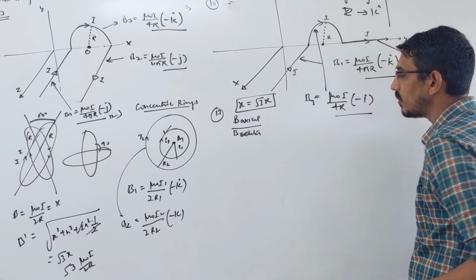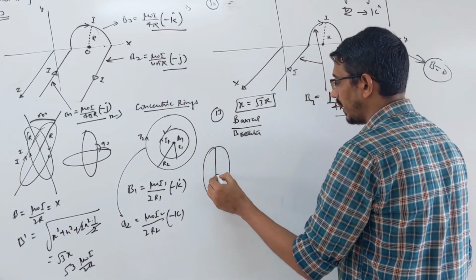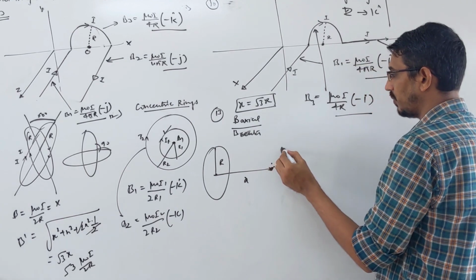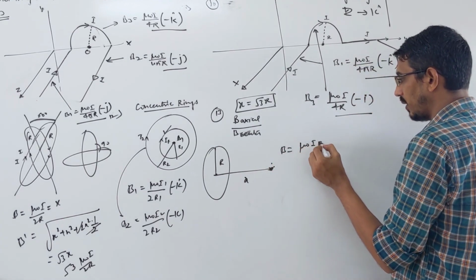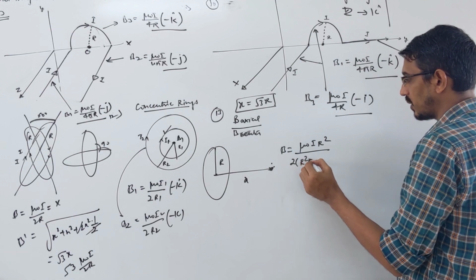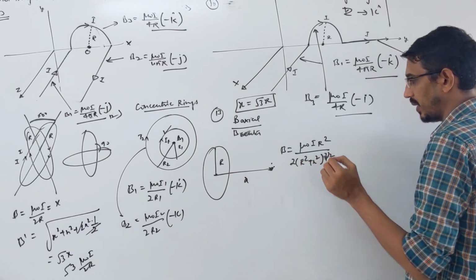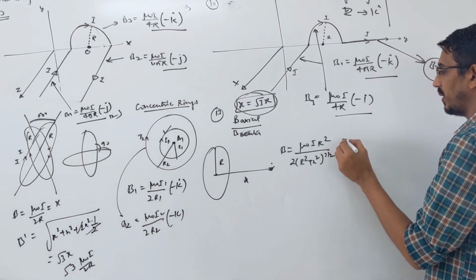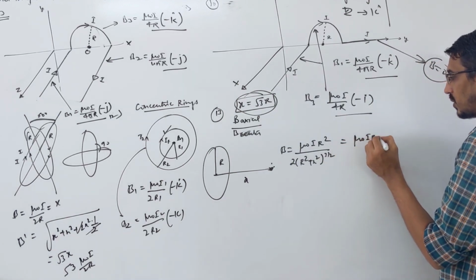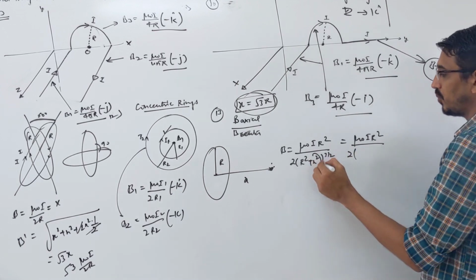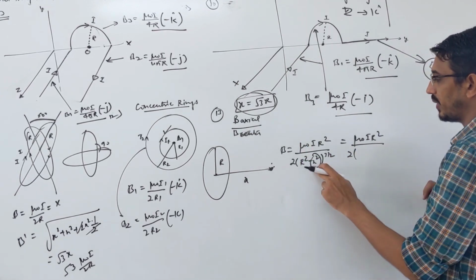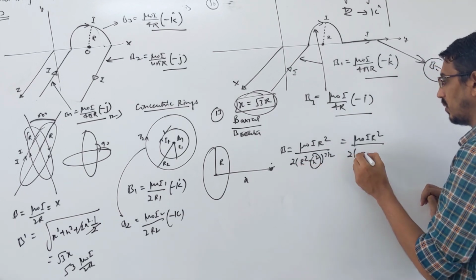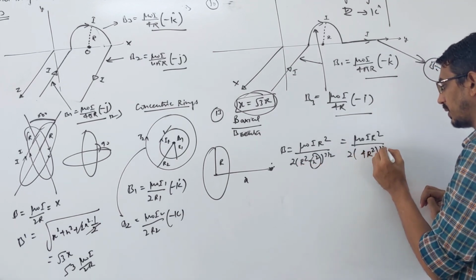So look here. This is a ring of radius r. This distance is x. What is the magnetic field at this axial point? You know the formula: B is mu naught I r square upon 2 times (r square plus x square) power 3 by 2. Here x was given as root 3 times r. So when you put it here, mu naught I r square upon 2 times; root 3r whole square becomes 3r square, plus r square becomes 4r square, right? So 4r square power 3 by 2.